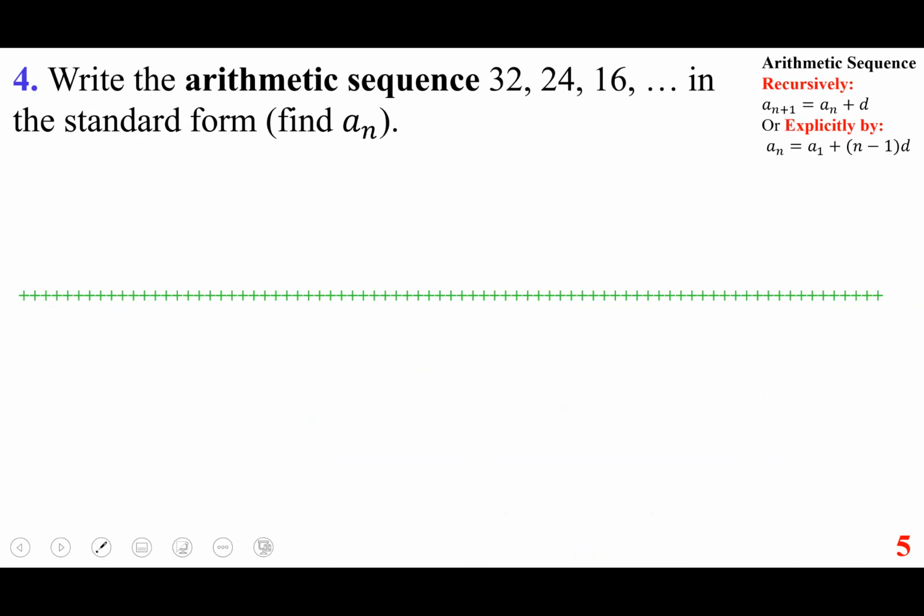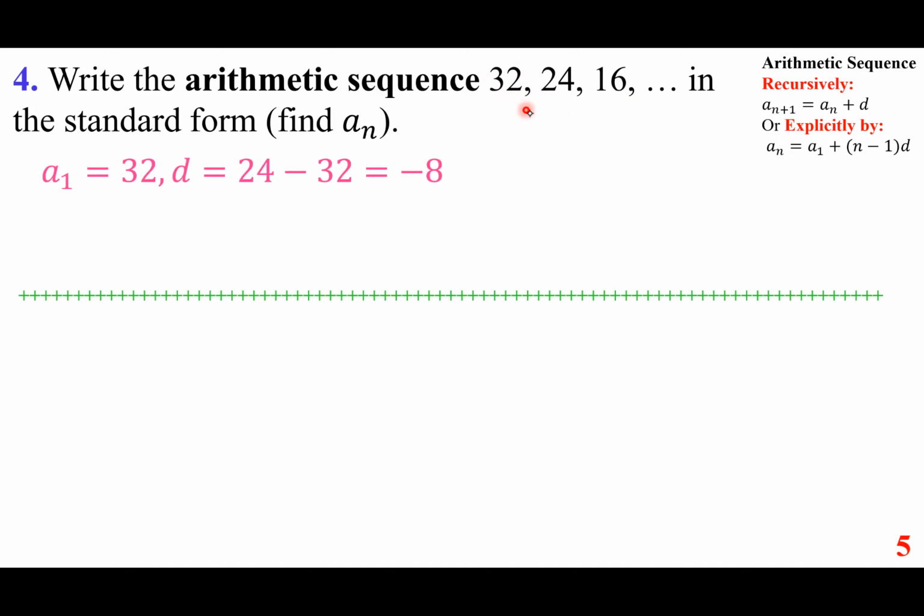You want to write the arithmetic sequence in the standard form, meaning we want to find a sub n. So what is given as we look at this? A sub 1 is 32. D is the difference between the two, 24 minus 32, and it's negative 8.